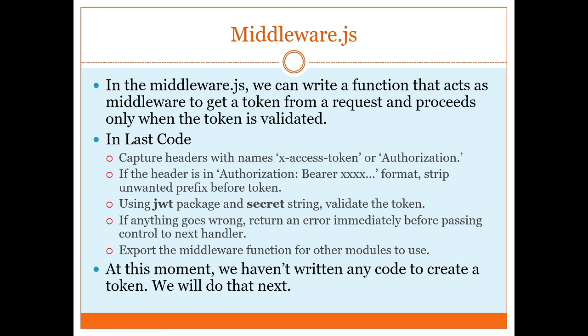Now, in middleware.js, we can write a function that acts as a middleware to check the token. I have explained all this to you. Capture the header with the name x-access-token or authorization. If the header is authorization, we will remove the bearer, and after removing the bearer, we will pass the token to the JWT library with the secret, and it will validate the token. If the token is validated, it will call next. If the token is not validated, it will immediately return the error here. So this is what we have done in our last middleware.